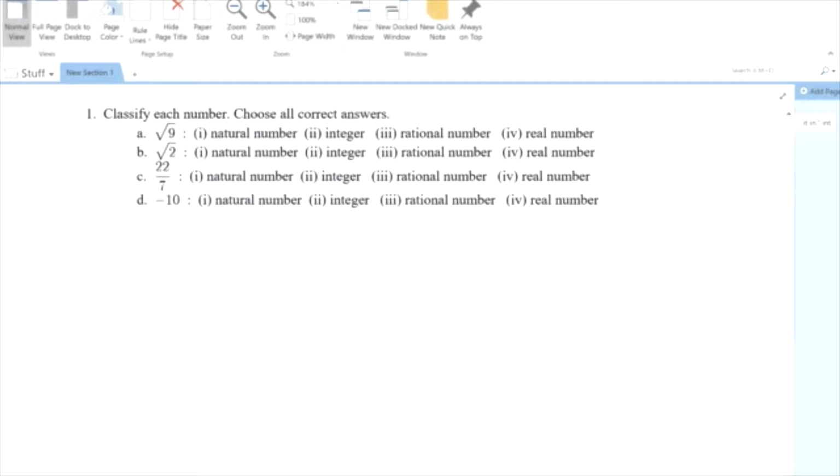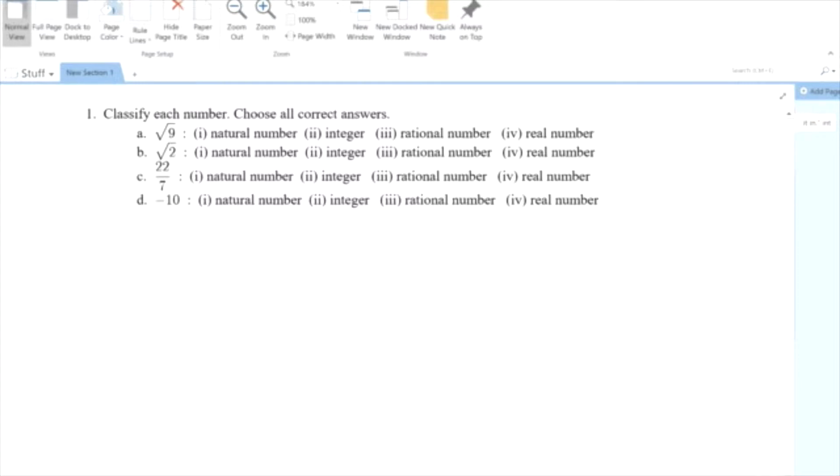Room 925. And today we'll be looking at a few numbers, and we're asked to choose whether they are a natural number, integer, rational number, or real number.